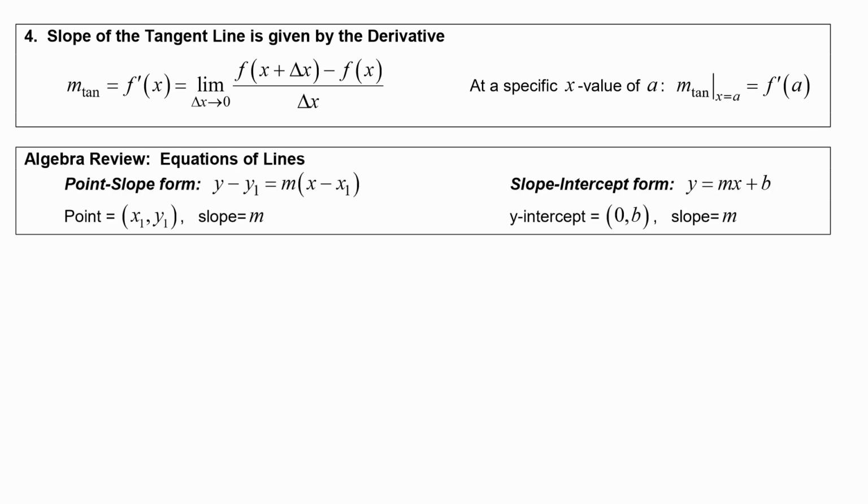Now, a quick algebra review for equations of lines. We know point-slope form is y minus y1 equals m times x minus x1, where the point is given by x1, y1, and the slope is given by m. We also have slope-intercept form of y equals mx plus b, where the y-intercept is the point 0, b, and of course the slope is m. Now let's see how we will use these concepts.